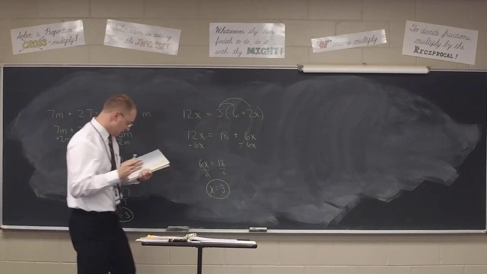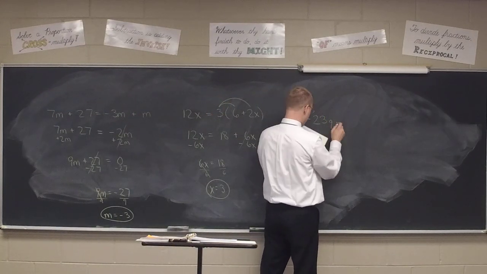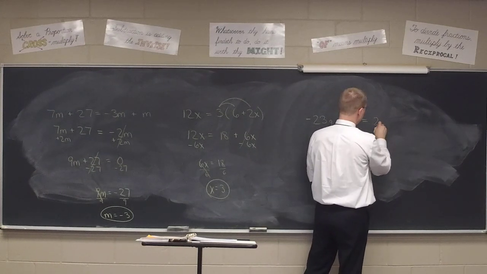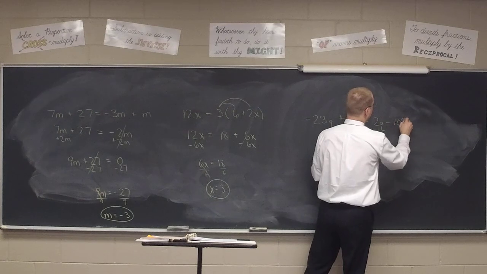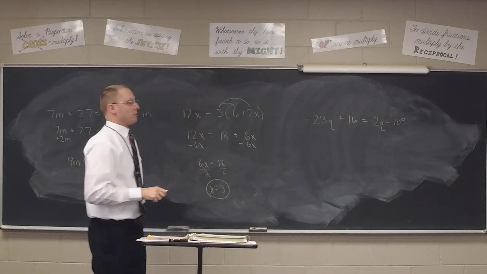Excellent. And then Lana, let me come over to you on this next one here. We've got a negative 23q positive 16 is equal to 2q negative 109. Lana, walk us through what we need to do here.